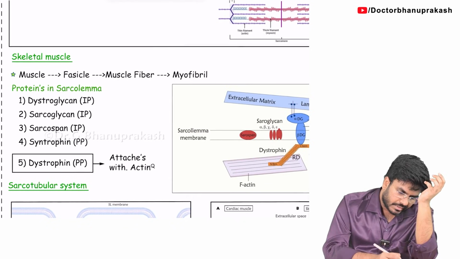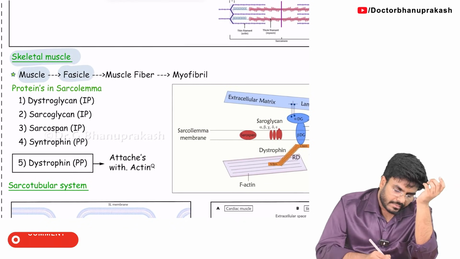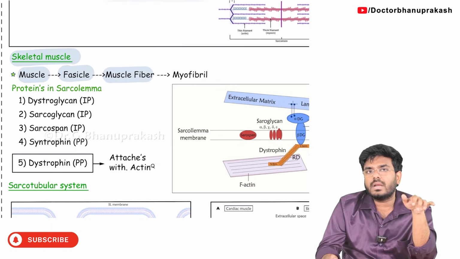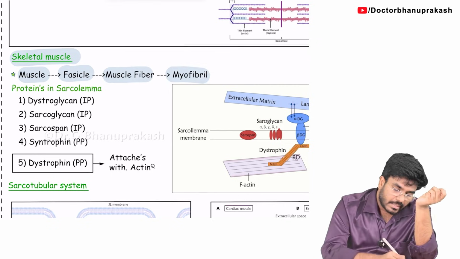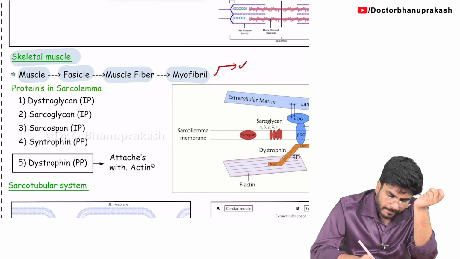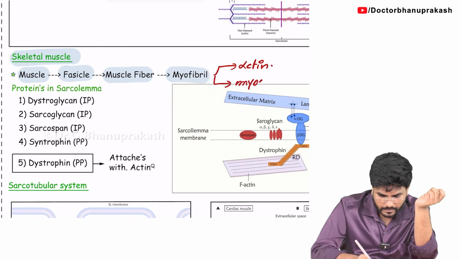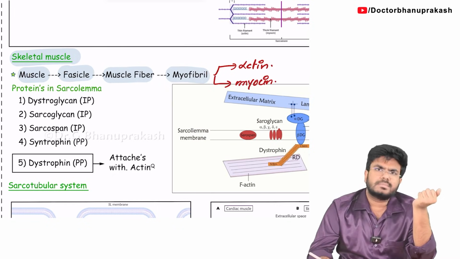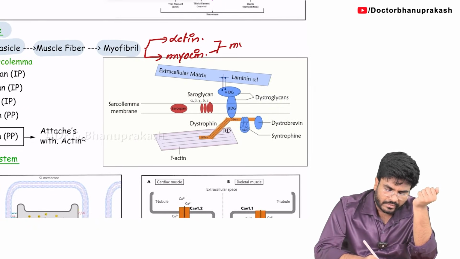Here it's already given. Within the skeletal muscle, what do you find? Muscle. In the muscle, fascicles. Inside the fascicles, there are muscle fibers or myocytes. Within the muscle fiber, there are myofibrils. Myofibrils are made up of what? Actin and myosin. This actin and myosin together are called what? Myofilaments. They are individually myofilaments.